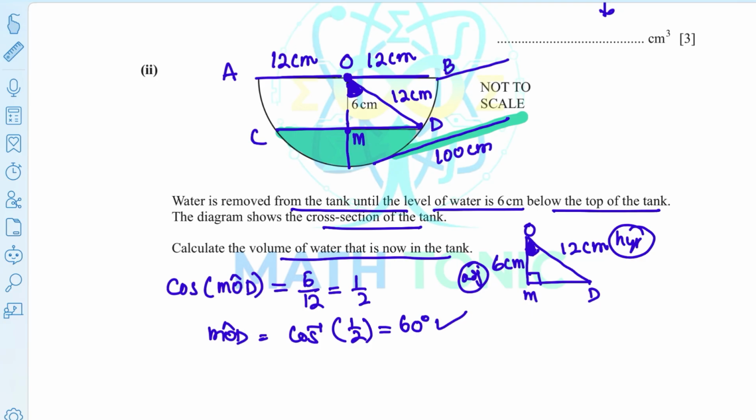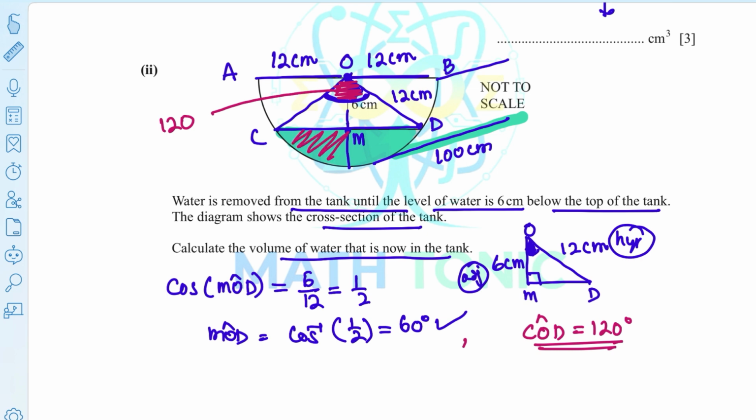Clear? Got it? If this one is 60 degree and I try to join this, you tell me what the total angle should be. The total angle will be 120 degree. I hope you understood this part. Total angle I'm talking about, right? So we can say that angle COD, the total angle, is 120 degree. Clear? Why am I doing all this? Because I'm trying to find this area.